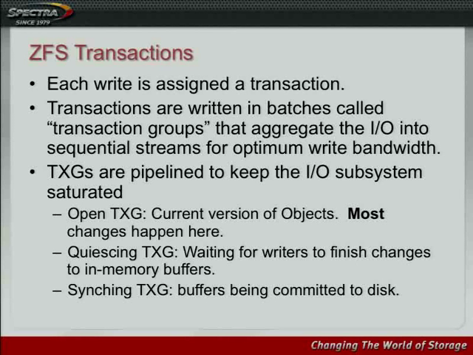The quiescing transaction group is where we're waiting for all the writers to exit so that we know there's no data in flight to incur or in-memory buffers before we start writing them to disk. And then the syncing transaction group is where all the I/O is occurring to get that data down into the disks.